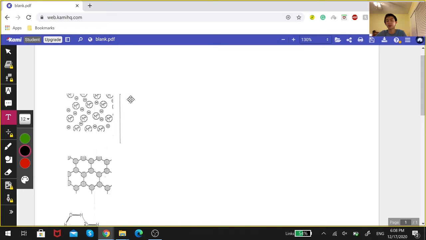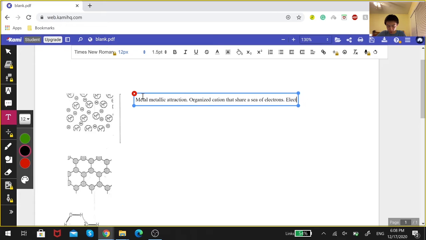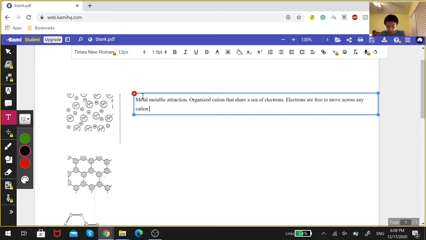in between, and then a bunch of electrons in between. And we would call this a metallic type of substance, a metal. It is a metal that has metallic force of attraction, intermolecular force, which is metallic attraction. In description, it is an organized cation that shares a sea of electrons. Electrons are free to move across any cation. It has a strong charge and strong attraction. An example would be aluminum.